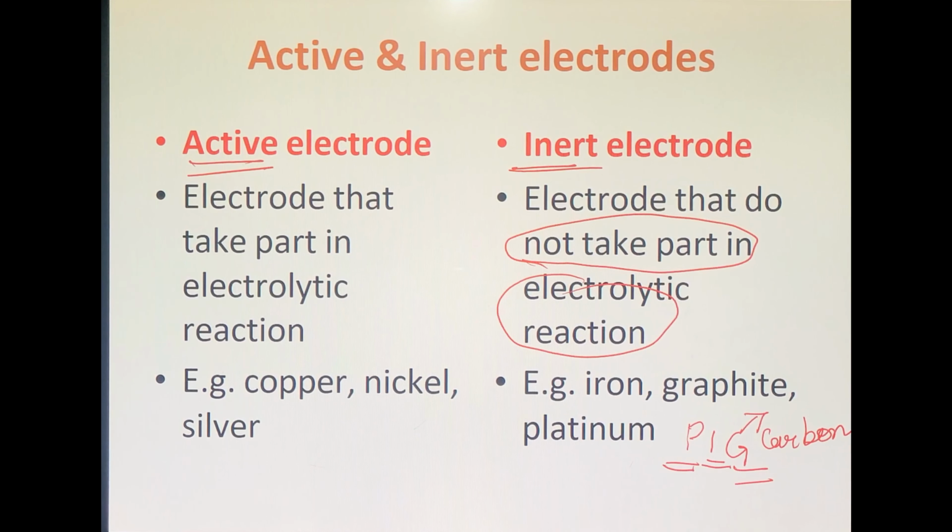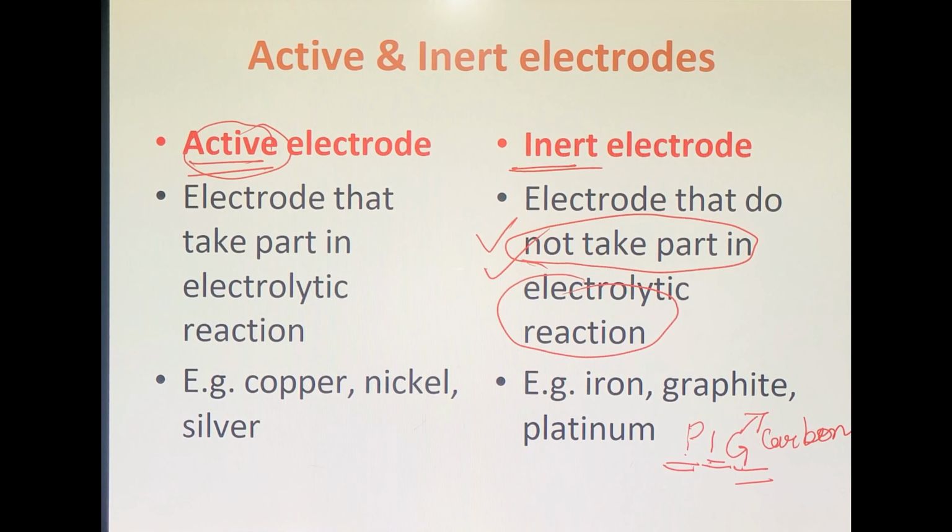So what are inert electrodes, children? Inert electrodes are those electrodes which, from the word itself, do not take part in a chemical reaction. And what is the short form you need to remember? Remember it by the word PIG. What does PIG mean? P stands for platinum, I stands for iron, G stands for graphite. Clear? We also have an electrode which is called an active electrode.